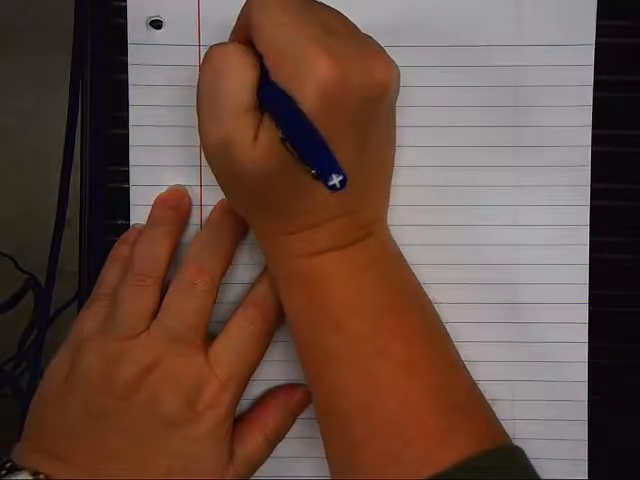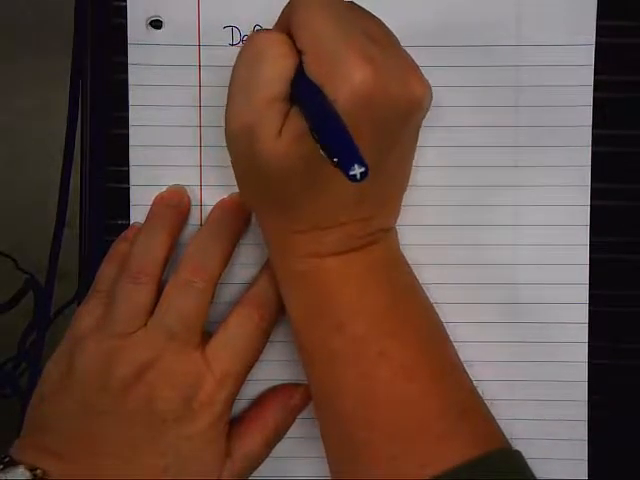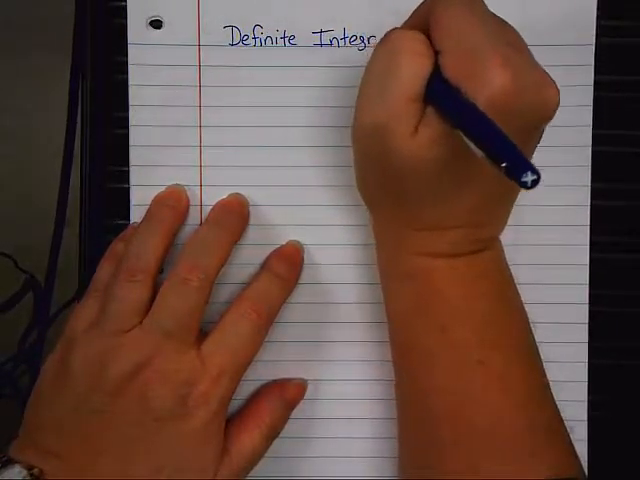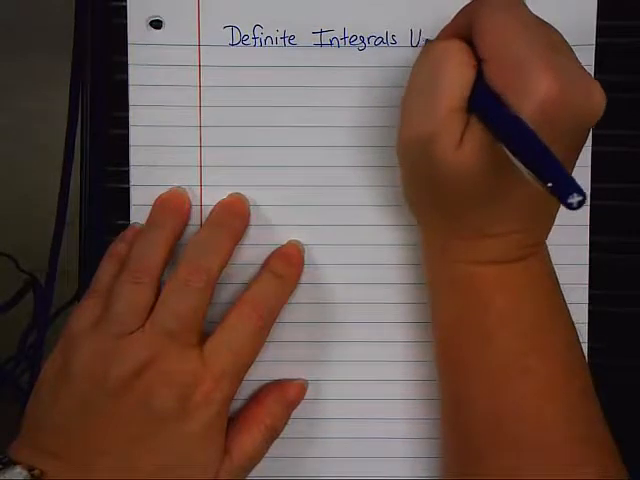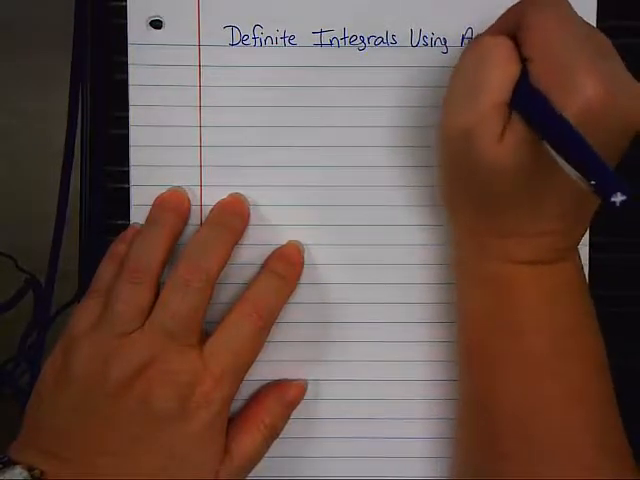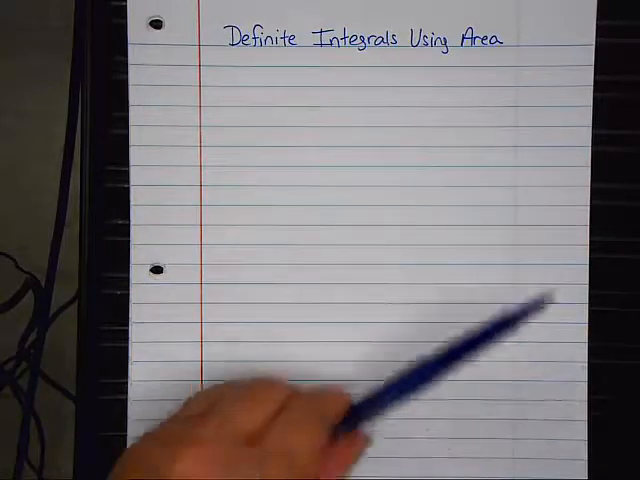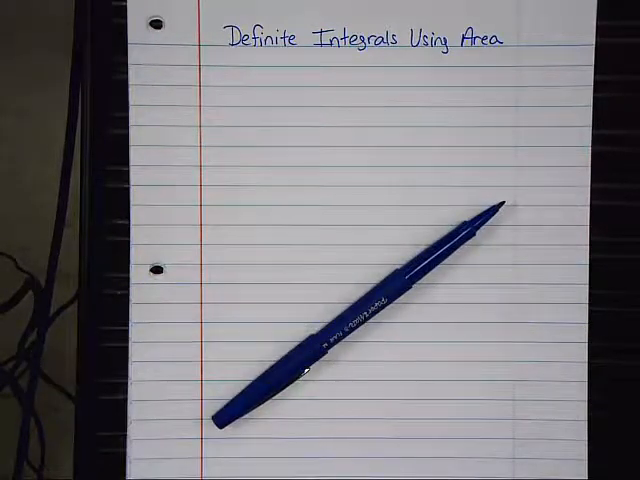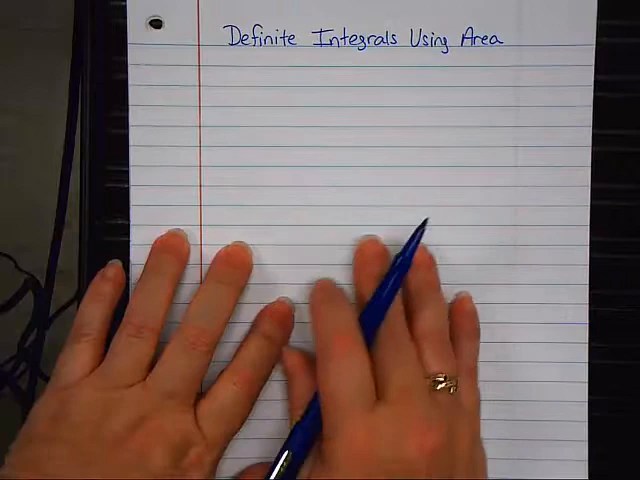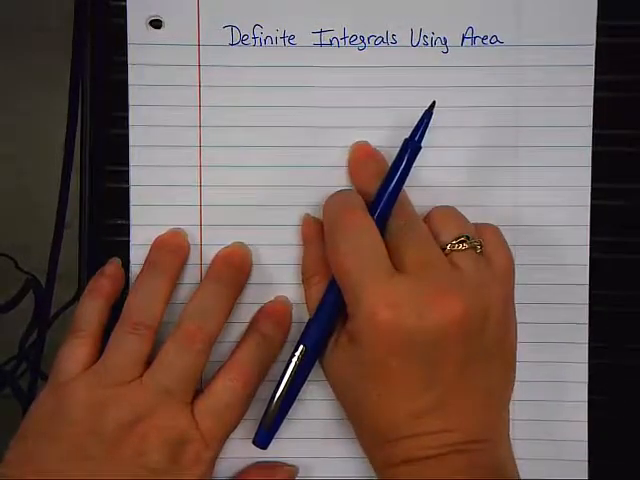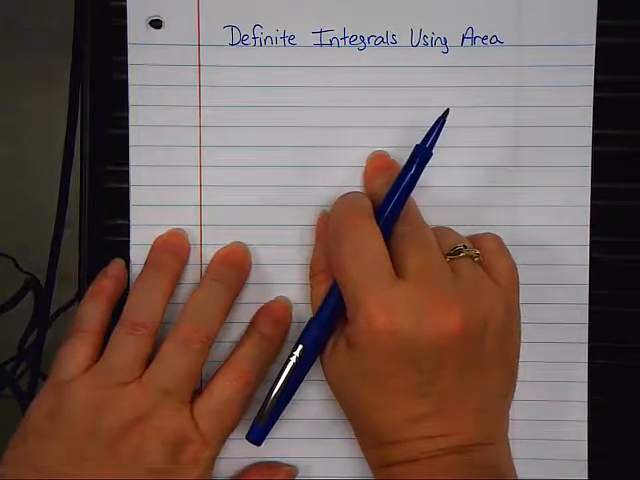I'm going to shorten the title of the notes as follows: definite integrals using area. What we're going to talk about is how to find the calculus way of writing definite integrals, specifically with geometry formulas.